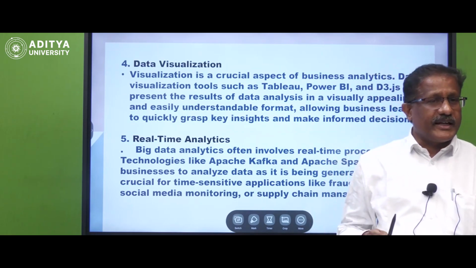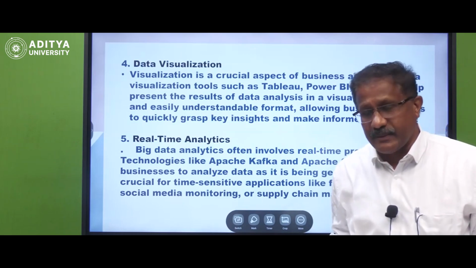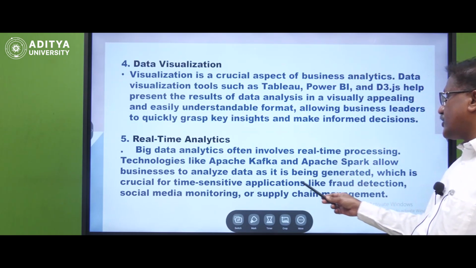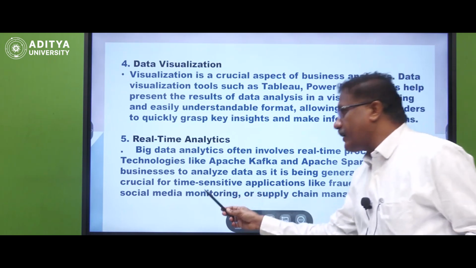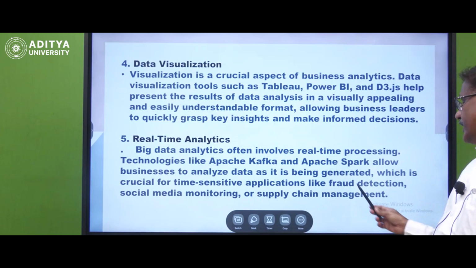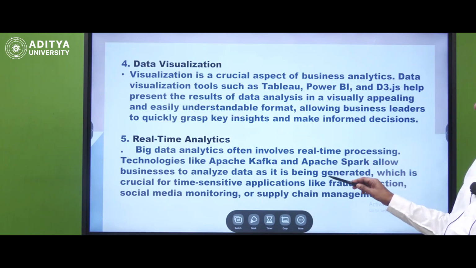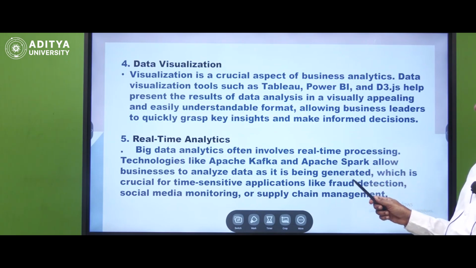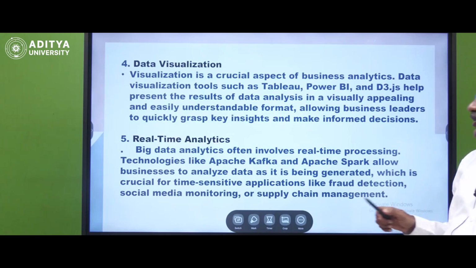And nowadays a lot of ATM frauds or net banking frauds are going on. So cyber crimes are there. So people are using these types of technology to find out fraud detection, social media monitoring, supply chain management. Everything can be done with the help of real-time data analysis, so that people can understand with the help of the tools. You can analyze the data as it is generated and make it meaningful.